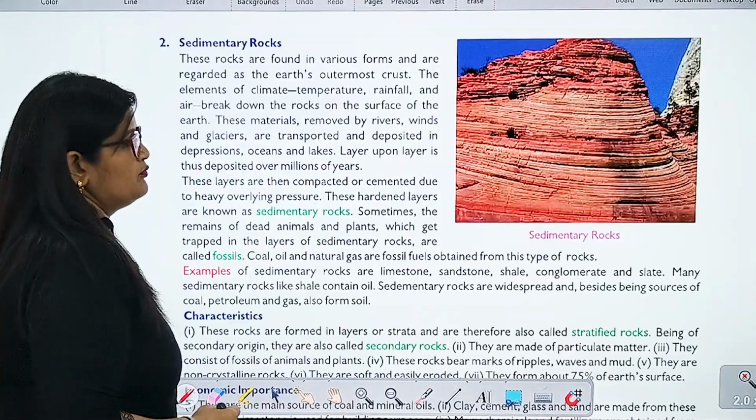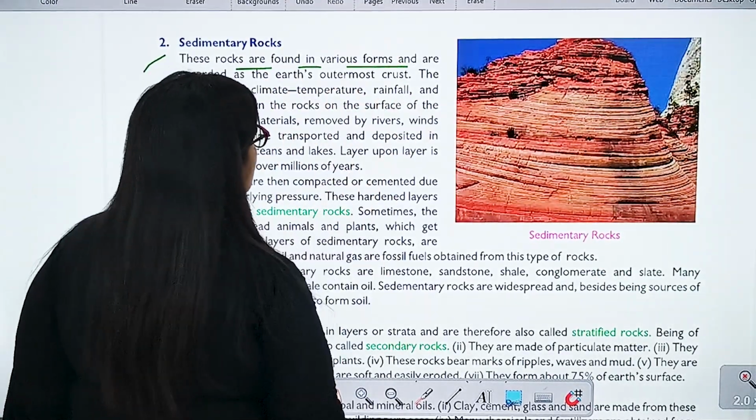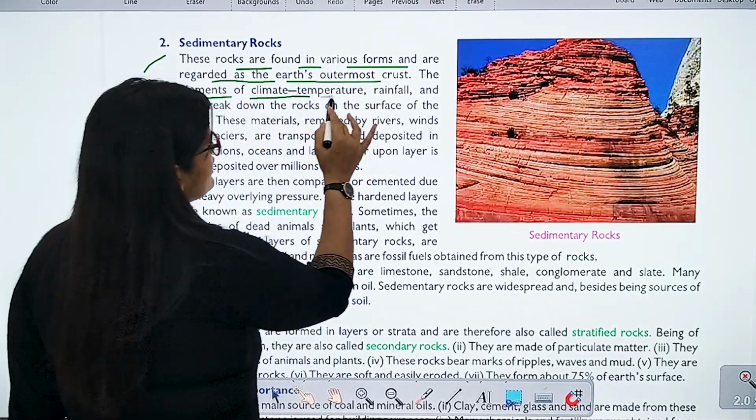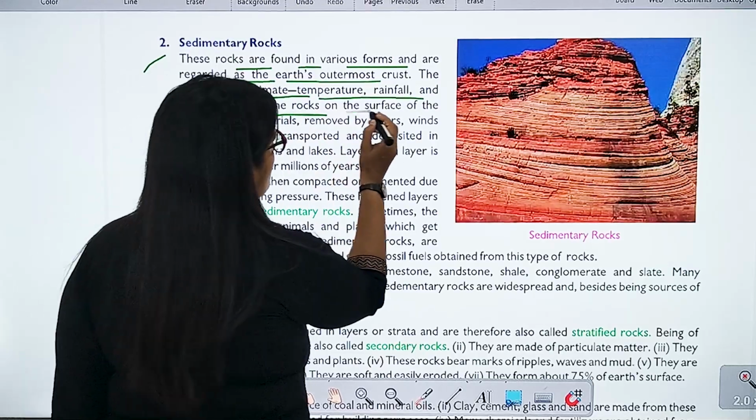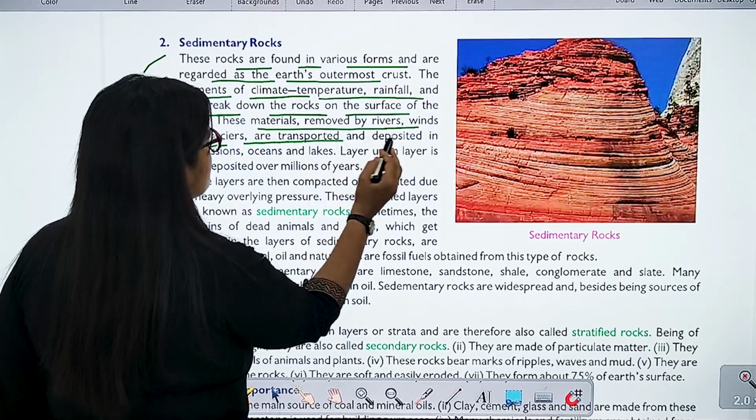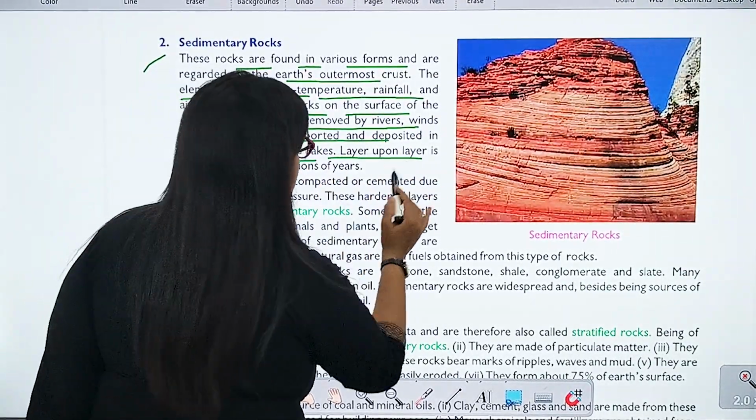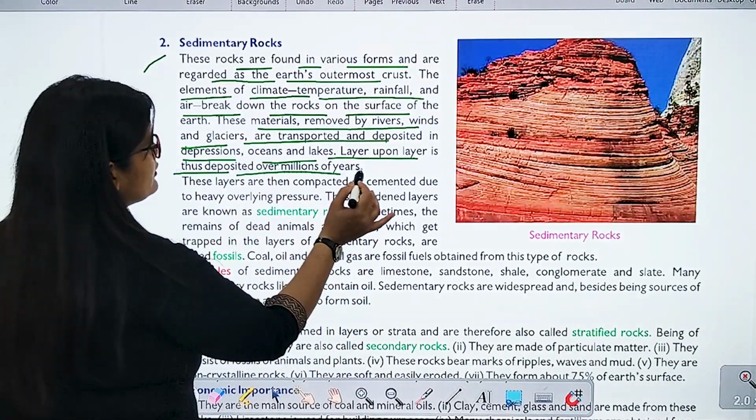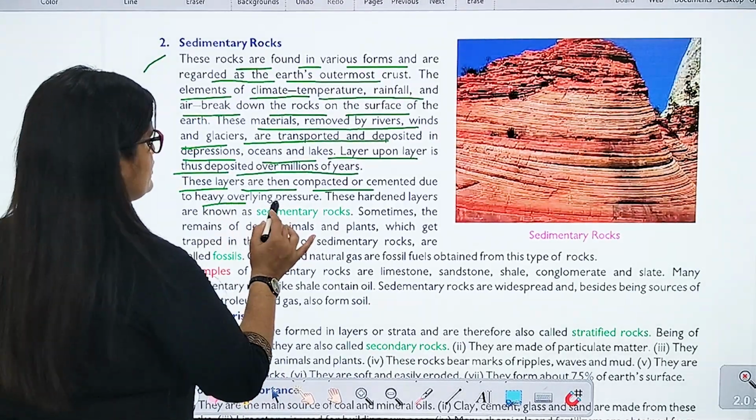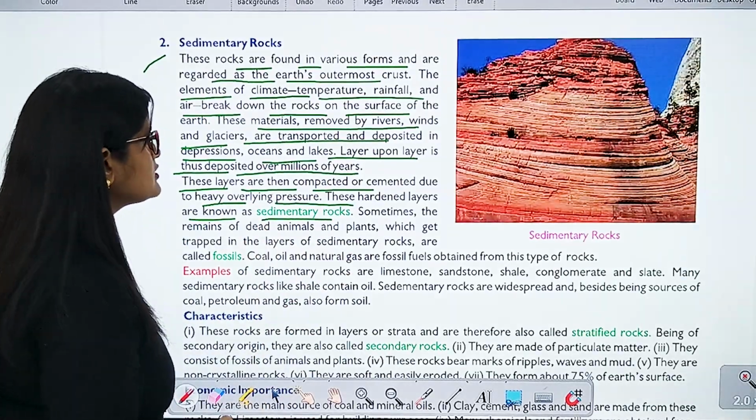Sedimentary rocks. These rocks are found in various forms and are regarded as the Earth's outermost crust. The elements of climate, temperature, rainfall, and air break down the rocks on the surface of the Earth. These materials, removed by rivers, wind, and glaciers, are transported and deposited in depressions, oceans, and lakes. Layer upon layer is thus deposited over millions of years. These layers are then compacted or cemented due to heavy overlying pressures. These hardened layers are known as sedimentary rocks.